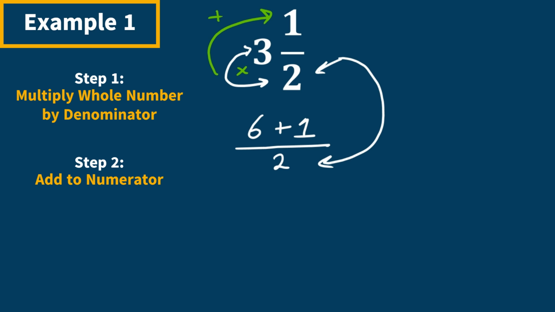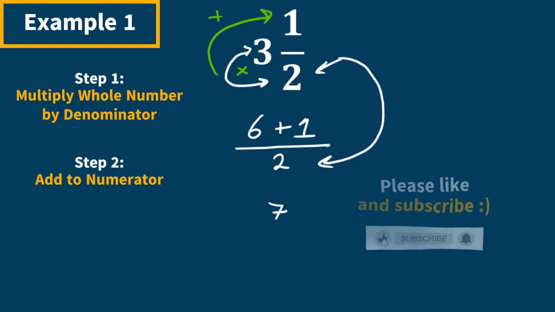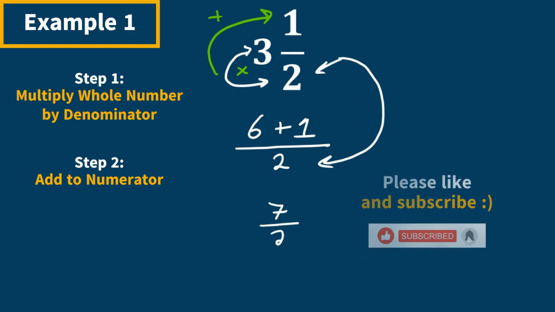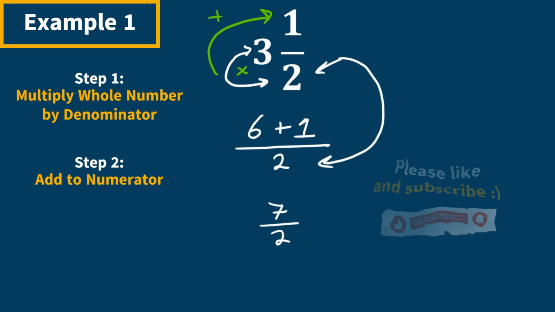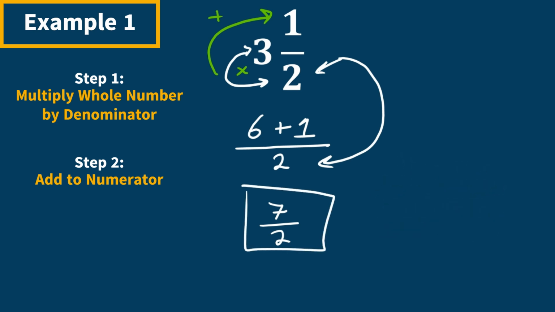We can go ahead and simplify. 6 plus 1 is going to give us 7, and the denominator stays the same. So 3 1/2 written as an improper fraction is just 7 over 2.